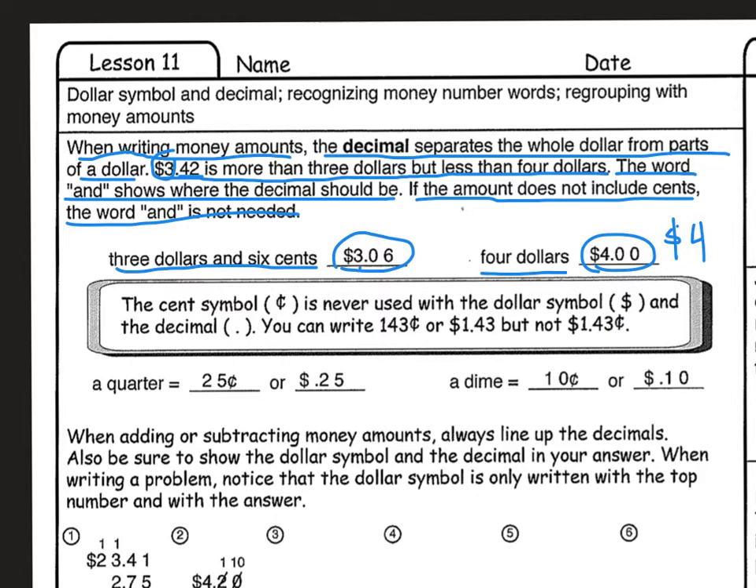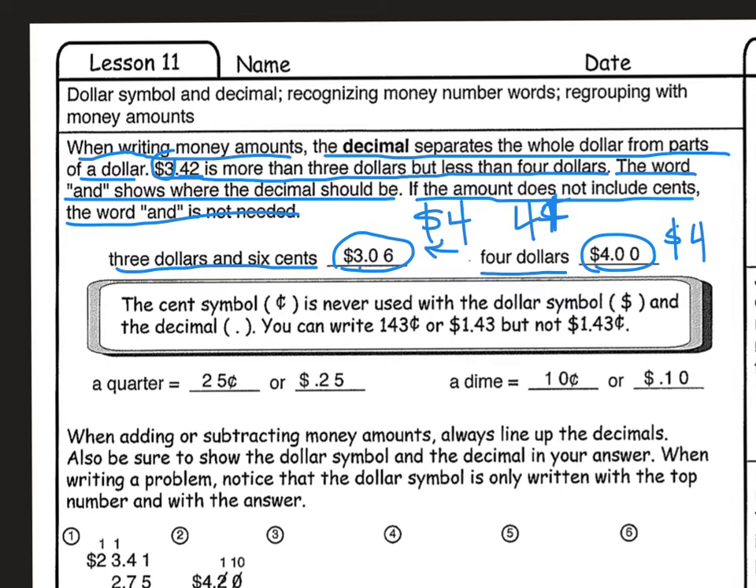Okay, a couple things I want you to notice about this that I've seen kids make mistakes on over and over again over the years. First of all, the dollar sign goes before the number. This is correct. This is incorrect. You have to put the dollar sign first and then the money amount.